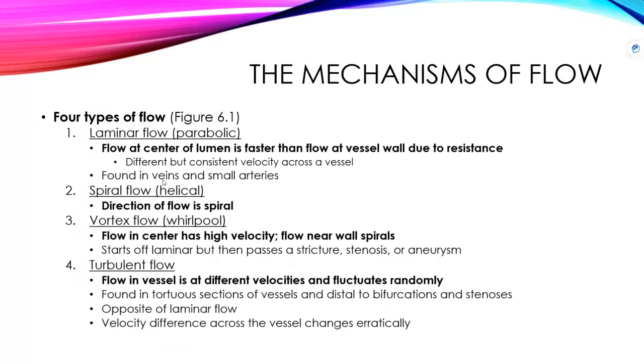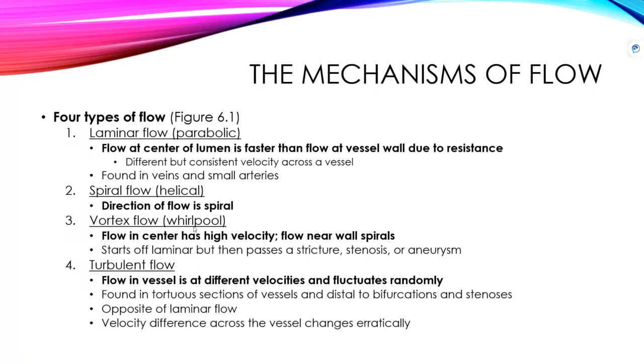The reason that you'll find it more in veins is because arteries are going to have more of the impact of the systole and diastole, the pumping mechanism, whereas the veins function in a different way that's more consistent flow. Spiral flow is the second type of flow, and it's also called helical. Think of the DNA spiral, just a spiral, period. And so that's the flow that you will see in that type of vessel.